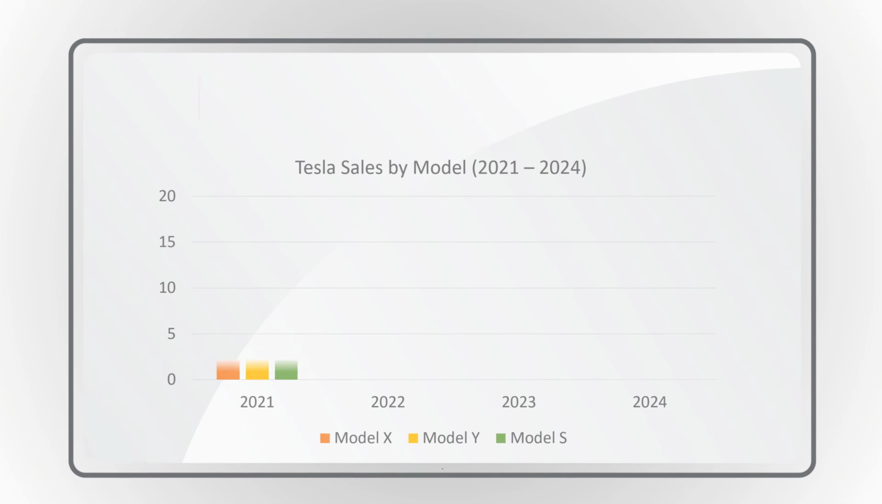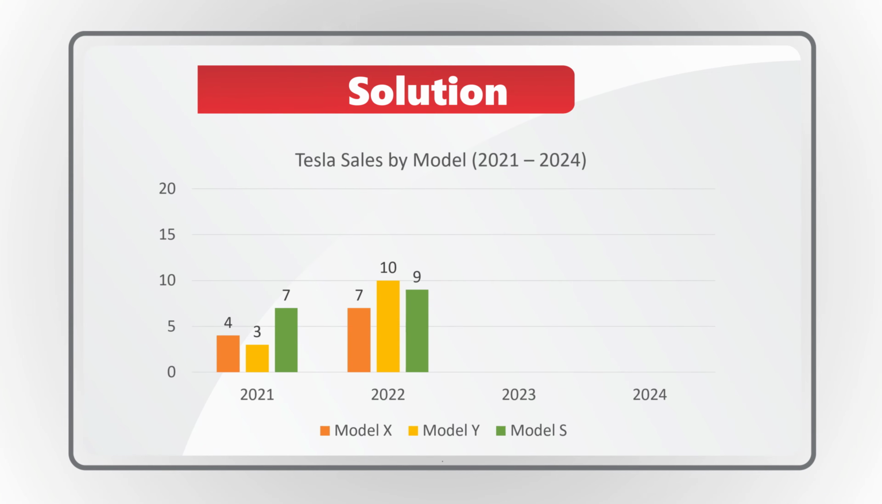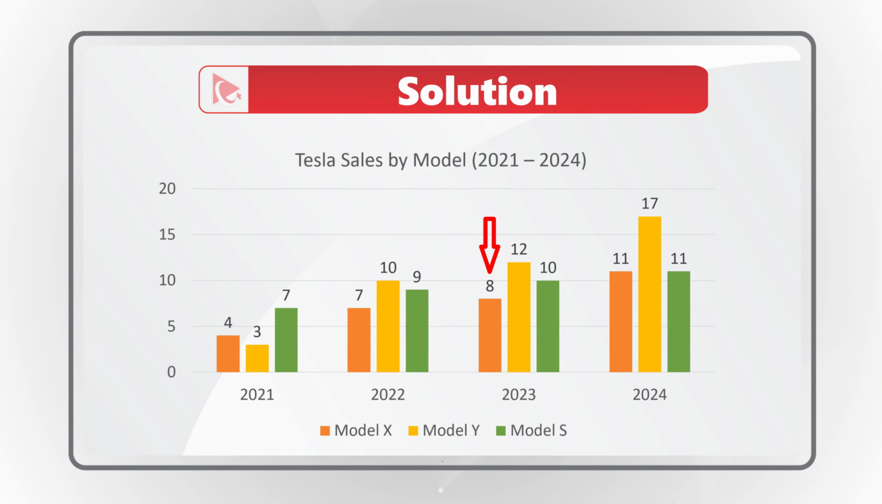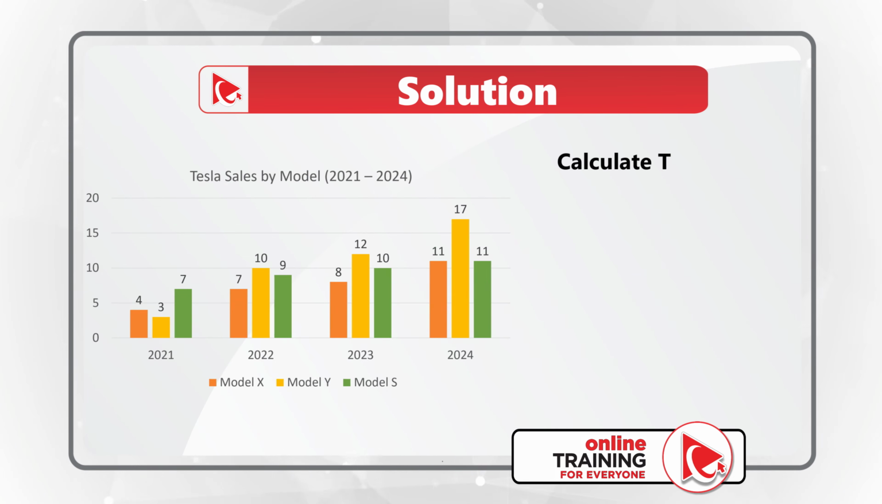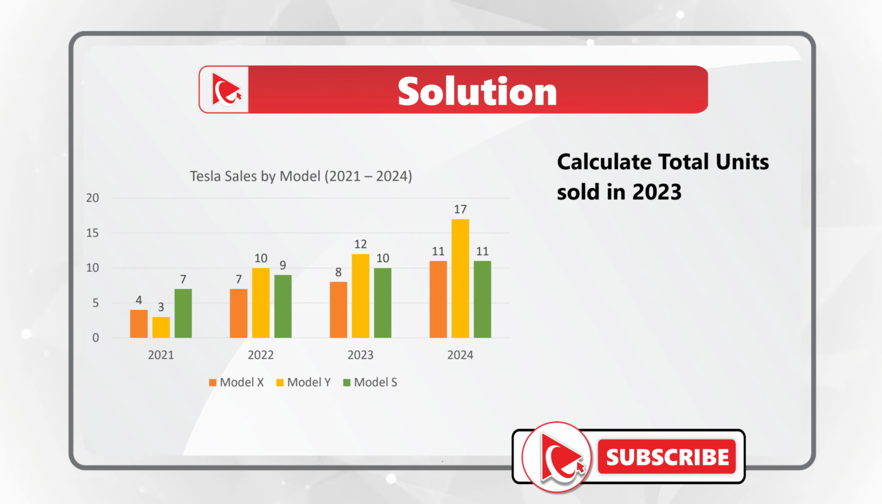First, let's take a close look at the 2023 sales. You can see that we sold 8 units of Model X, we sold 12 units of Model Y, and then 10 units of Model S. So total units sold in 2023 would be 8 plus 12 plus 10 equals 30.